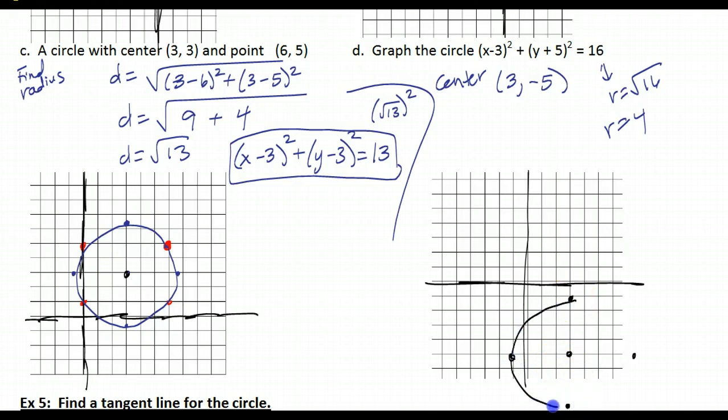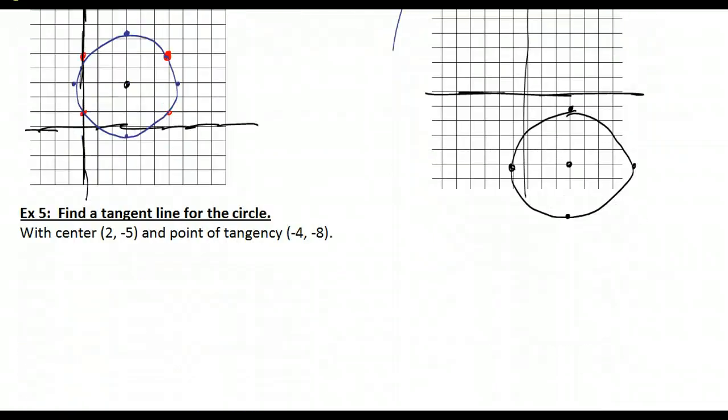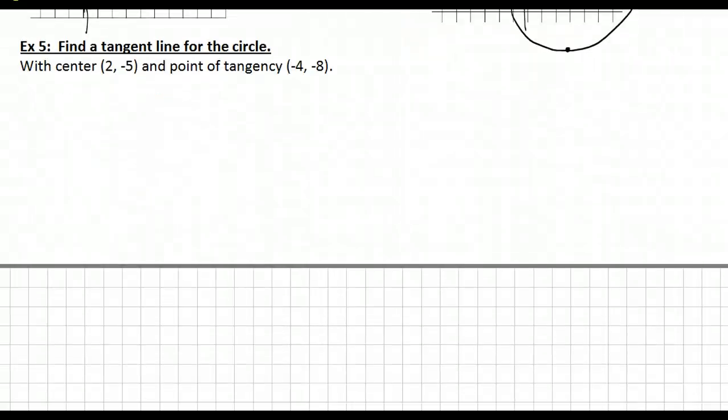Okay, there we go. And then one last thing, and I think this is actually kind of tricky, so if you need to re-watch this example, feel free. We're going to find the tangent line for a circle again, but this time I have a point that is not at 0, 0. So here's what I'm going to do. Well, first let me just draw a picture so I can kind of visualize what's going on.